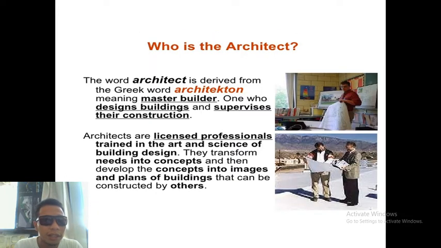Then, who is an architect? The word architect is derived from the Greek word architekton. Now, here in ESATU, the organization of the architecture students under the architecture department is called Architekton. When you say architekton, it means master builder. The one who supervises and the one who designs buildings.